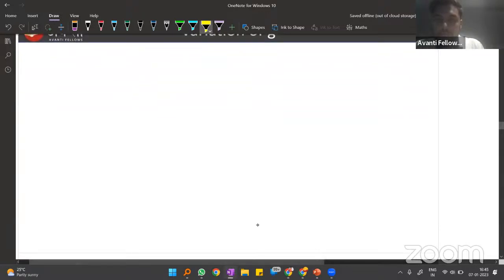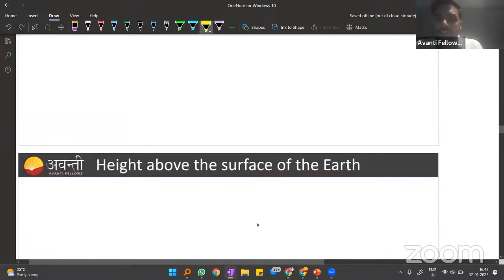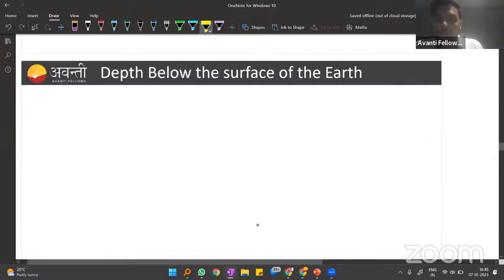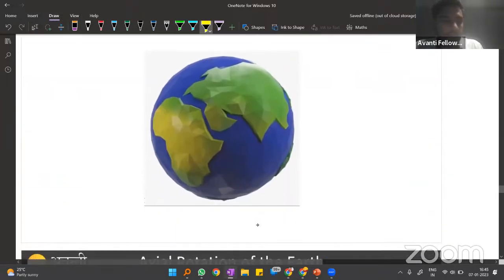Now, moving on to variation of g. What is variation of g? Let me just go to this diagram. So what happened in the previous case? Our guy was standing on the surface of the Earth, right? What if he goes far away from the surface of the Earth, here in the space, just flying off in the space like this? So what will happen here?